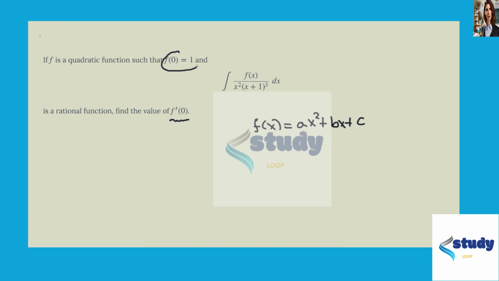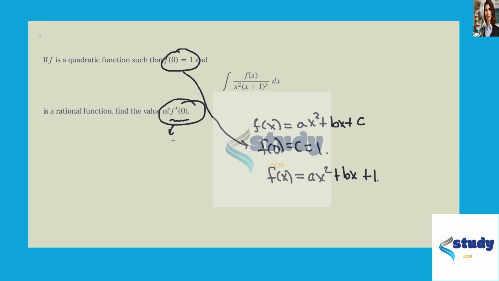f is a quadratic function, f of 0 is 1, and we're given that this integral is a rational function, and we'd like to find f prime of 0. So let's come back up here and use this information. We have f of 0 equals c equals 1, so that gives us c. So we have f of x equals ax squared plus bx plus 1. And the thing that we're after is f prime of 0. So that's just b. So we'd like to find the value of b such that this thing is a rational function. So that'll determine the possible values for b.